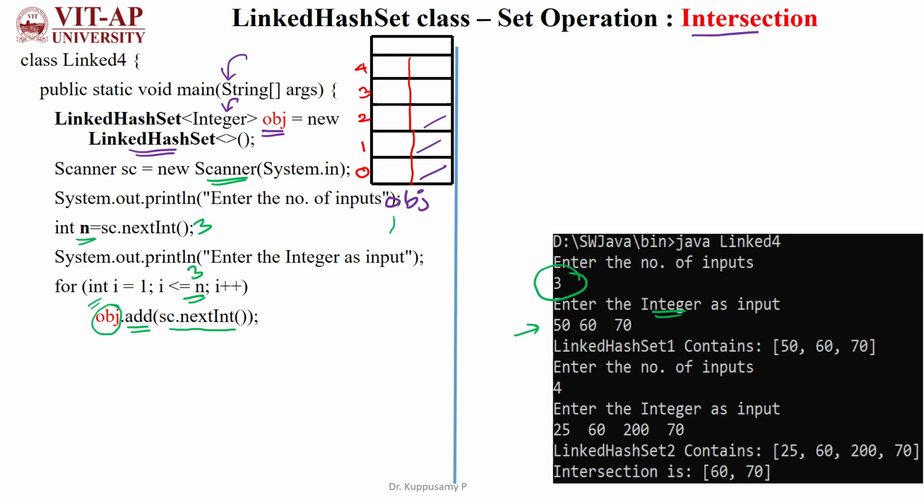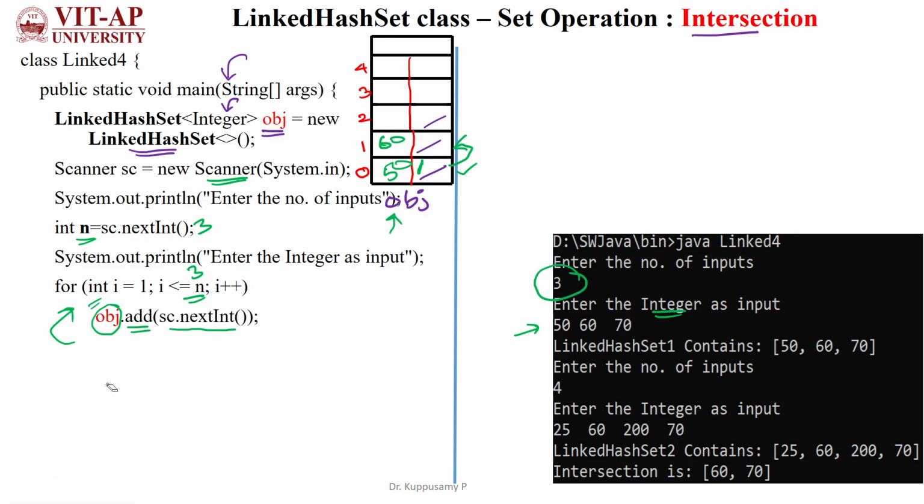So the object variable has a structure like this. Now 50 is added here, and as of now the link is null. Then the second time, 60 is going to be added here. At the same time, this null value will be updated as 1. The link is created to the next node.